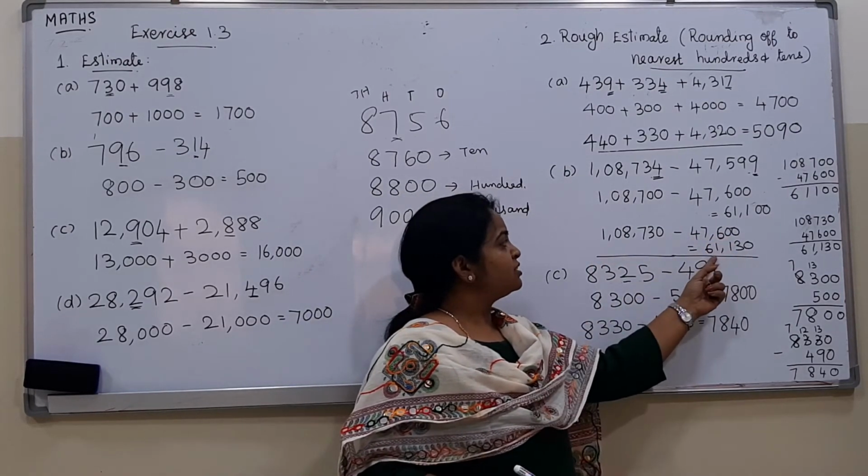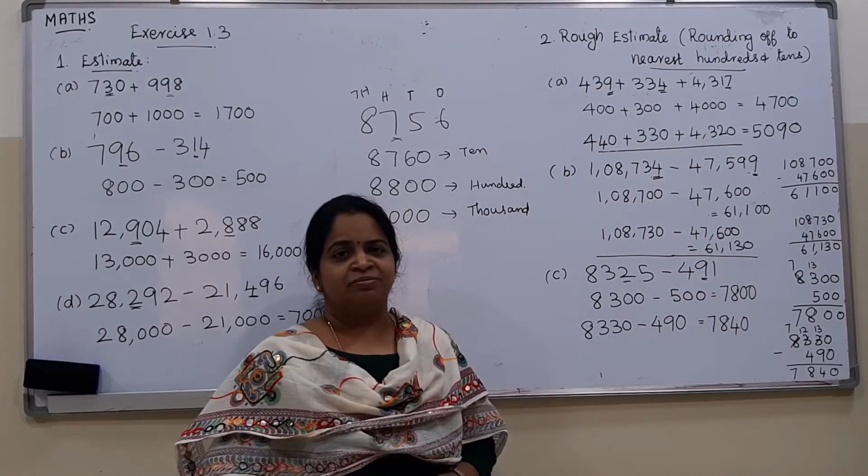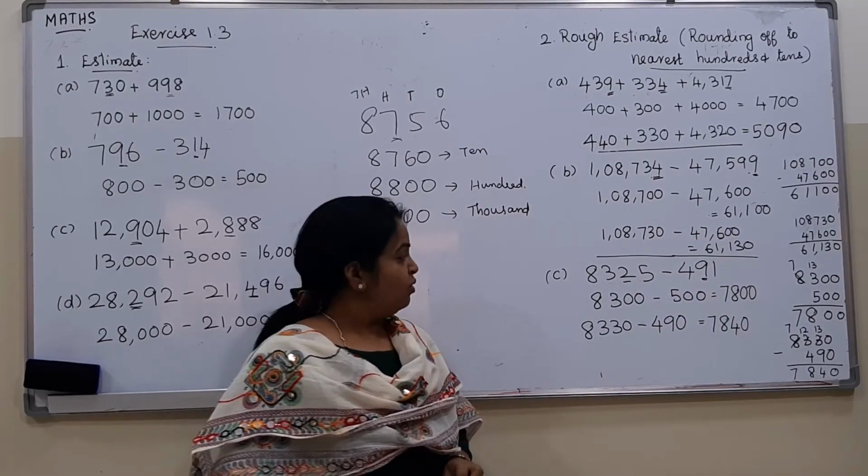Subtract these two numbers. It is 61,130. Okay, children, you got it? What is the third sum?